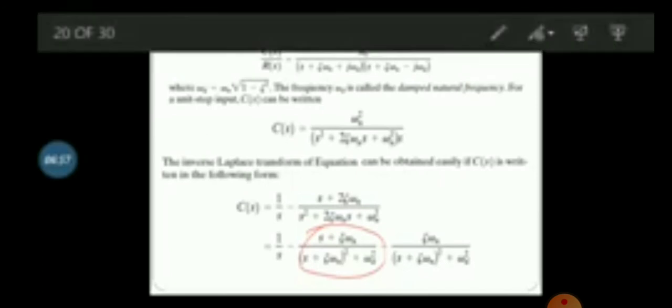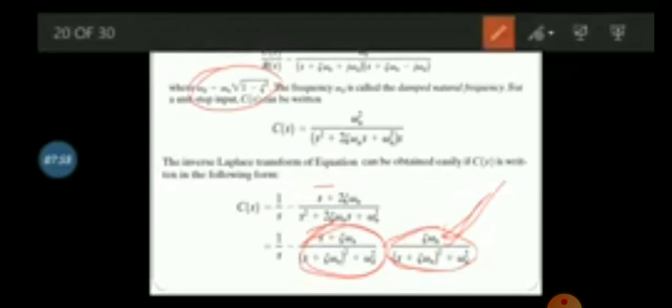Now in this case, just consider this one. Here you just substitute in place of omega n, that is omega d divided by square root of 1 minus zeta square. Then zeta divided by square root of 1 minus zeta square will be constant. Then the inverse Laplace transform of omega d divided by ((s plus zeta omega n) square plus omega d square) becomes e raised to minus zeta omega n t sin omega d t.